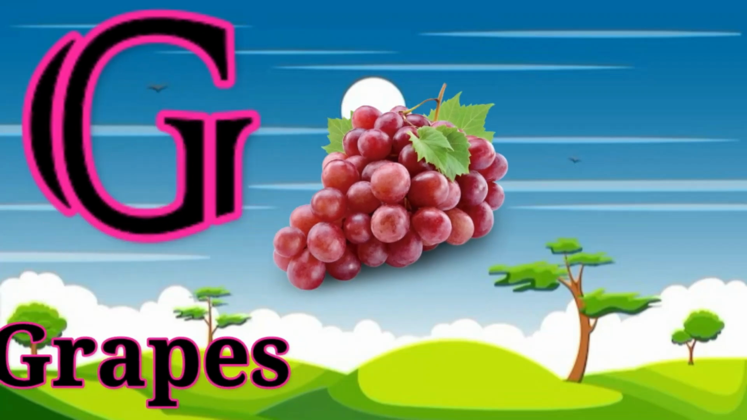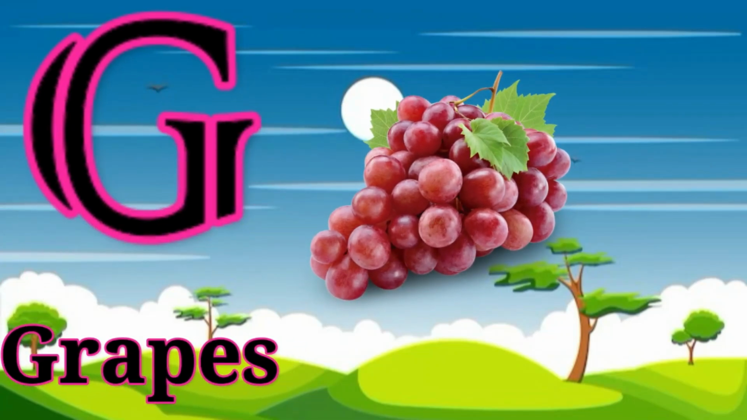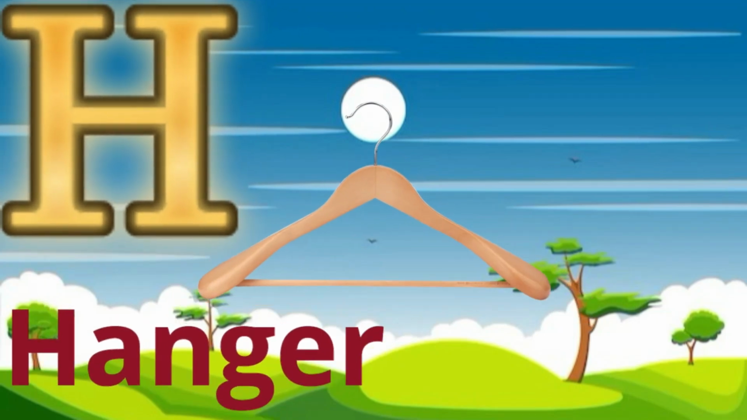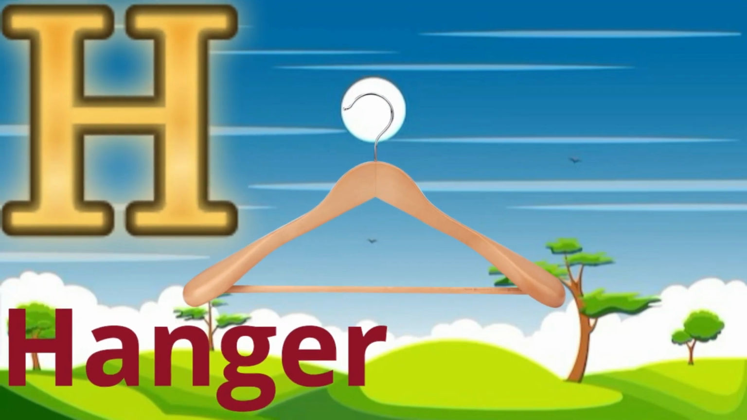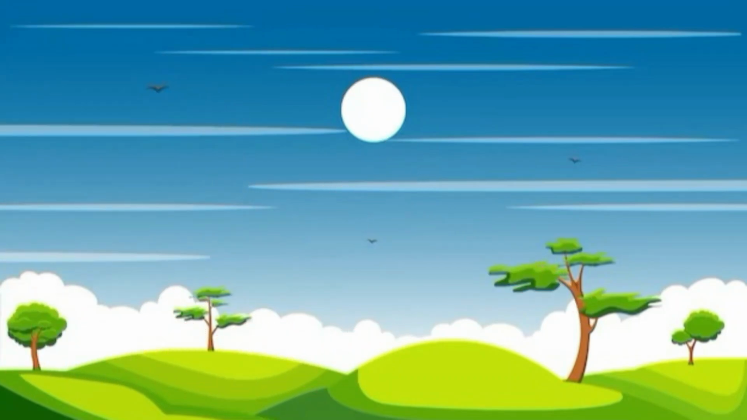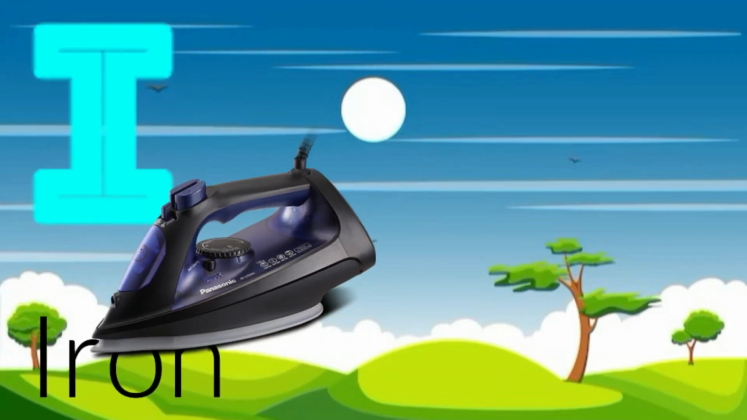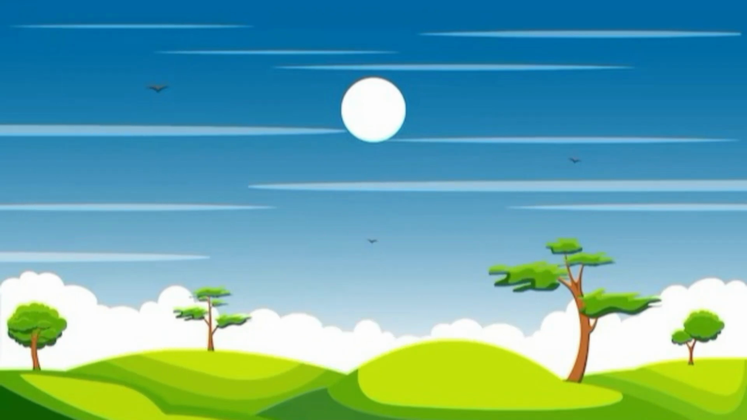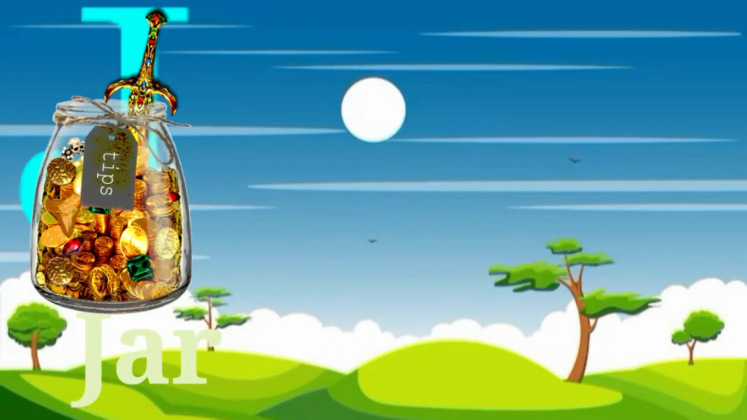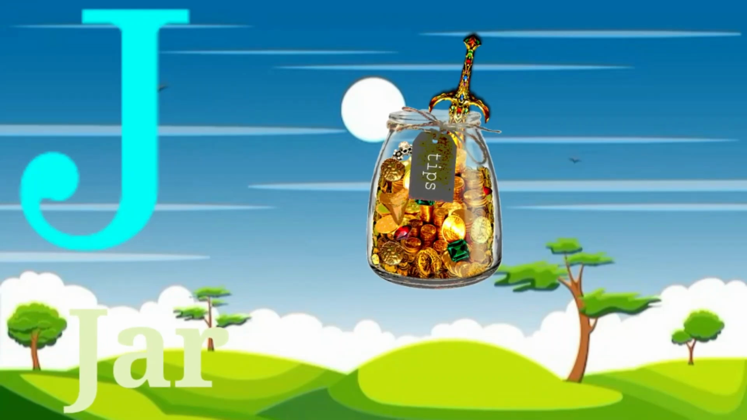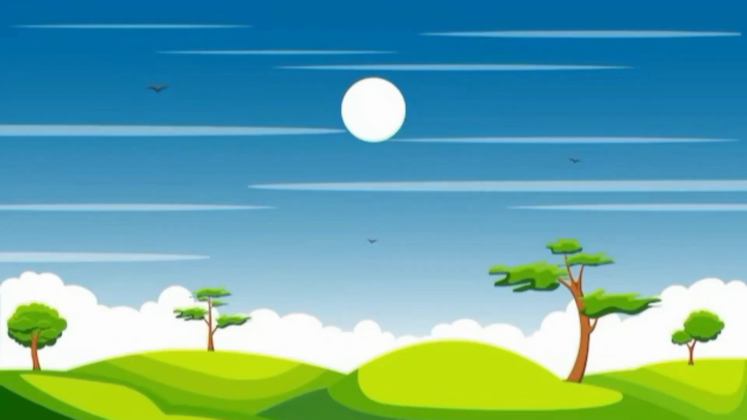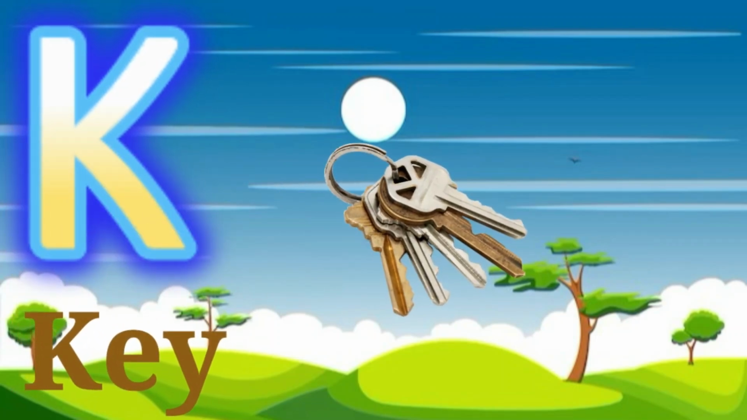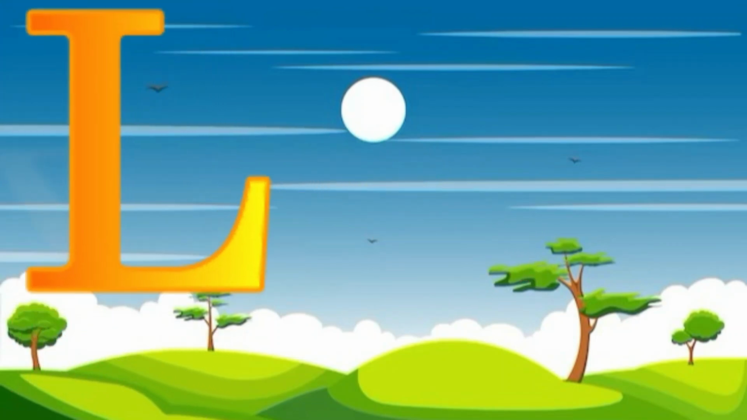G. G for grapes. H. H for hanger. I. I for iron. J. J for jar. K. K for key.